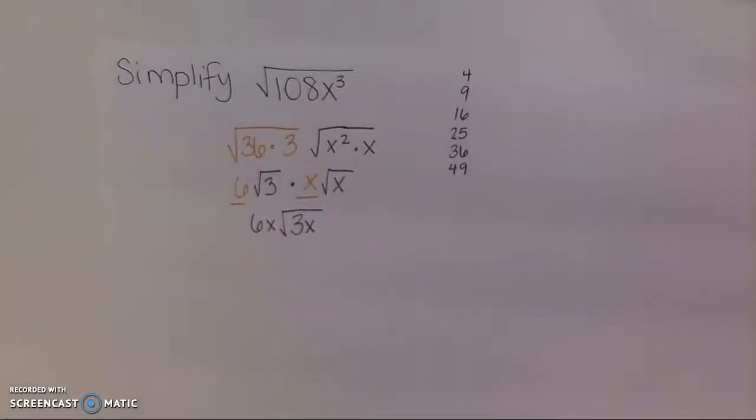So find your perfect squares, evaluate those, then pull them out and combine. Hopefully that kind of cleared up how to simplify radicals.